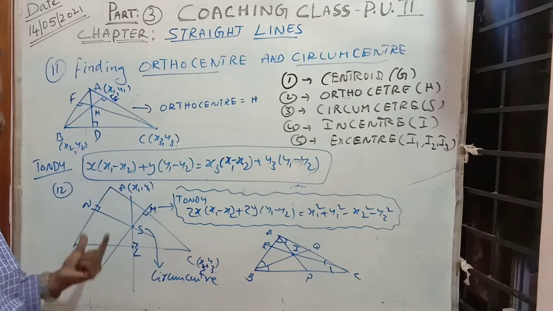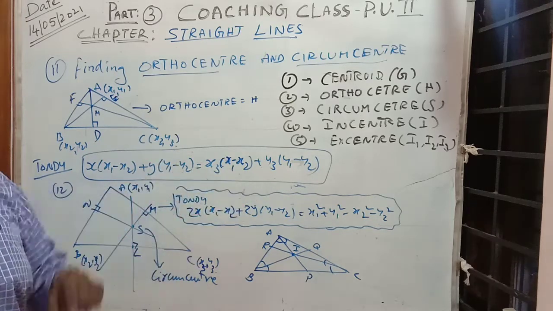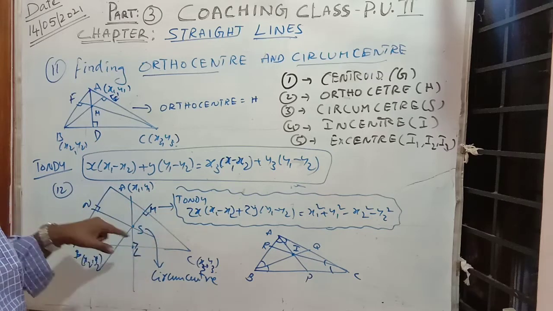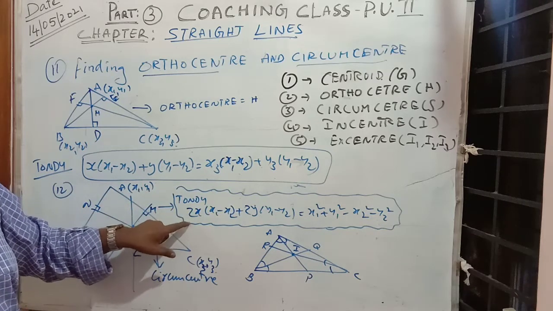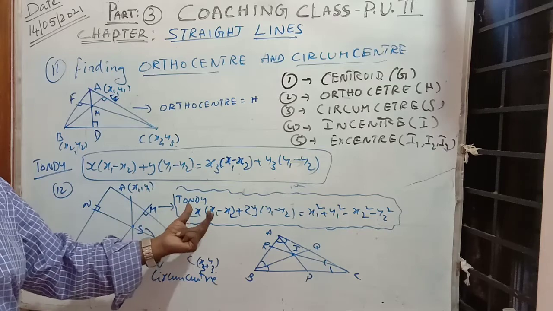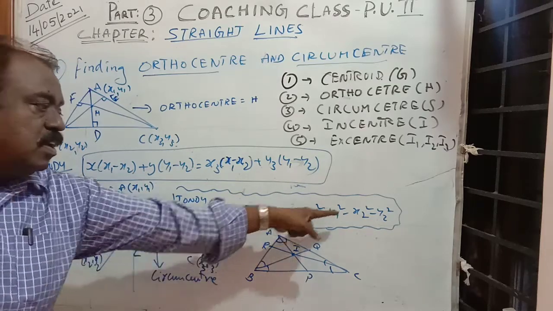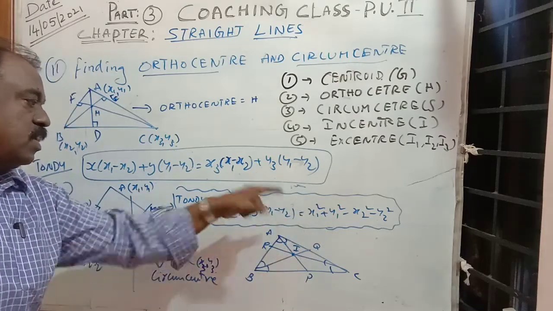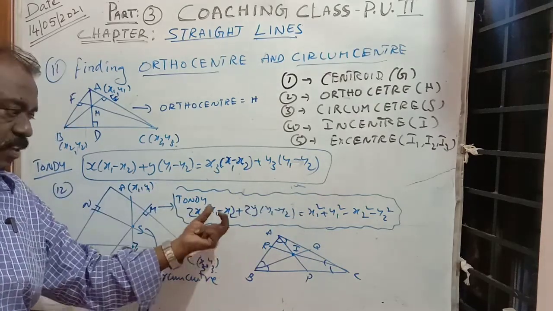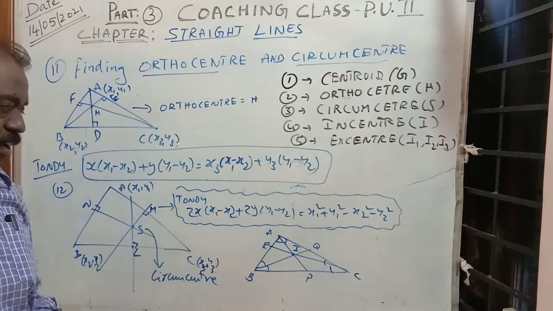Okay, now only 2 vertices. Third vertex is not mentioned. With the help of 2 vertices, we get a 2D equation. If this equation, after simplifying, they are the numbers, only x and y are the variables. They are the numbers only, coordinates. After simplifying this one, we get one equation.